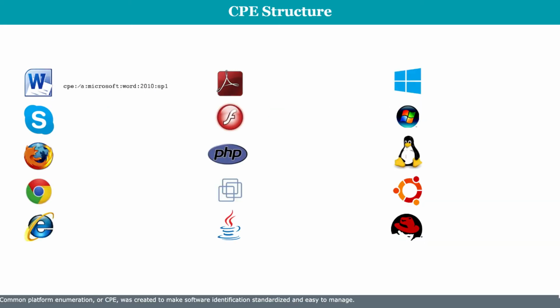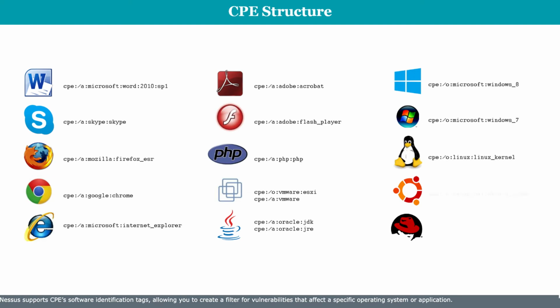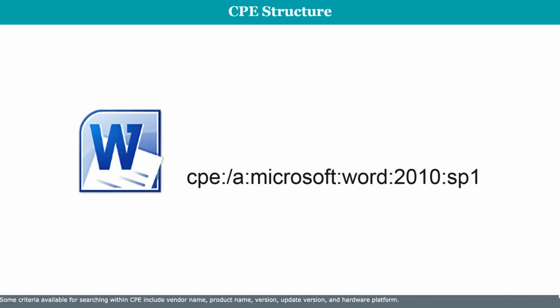Common Platform Enumeration, or CPE, was created to make software identification standardized and easy to manage. Nessus supports CPE's software identification tags, allowing you to create a filter for vulnerabilities that affect a specific operating system or application. CPE tags include vendor name, product name, version, update version, and hardware platform.